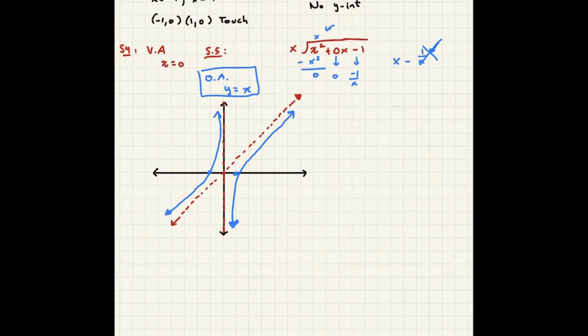Okay. We know we have to cross at these points. Because we cross here and we cross here, we know we can't go this way because our asymptotes won't let us. And that's the graph of the second one.